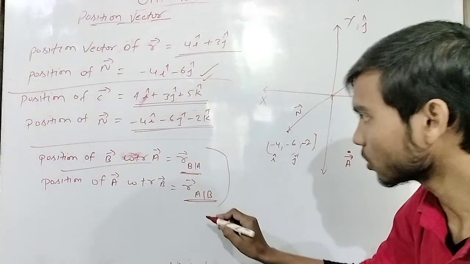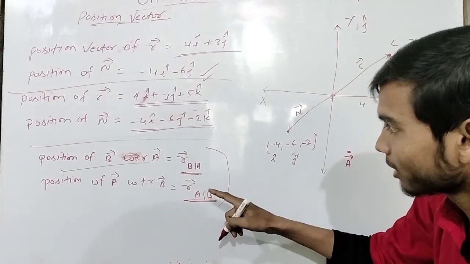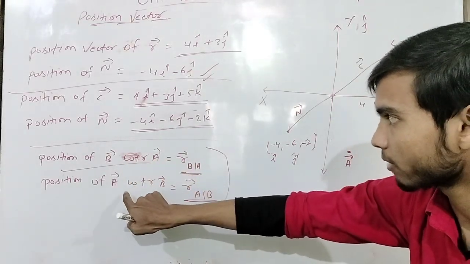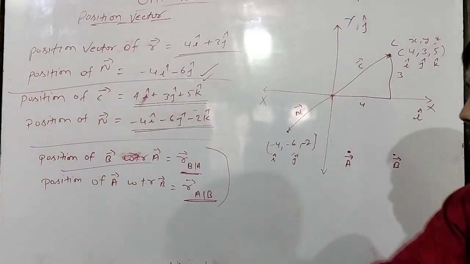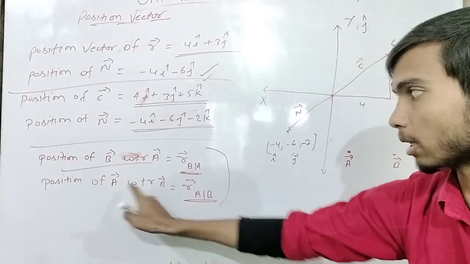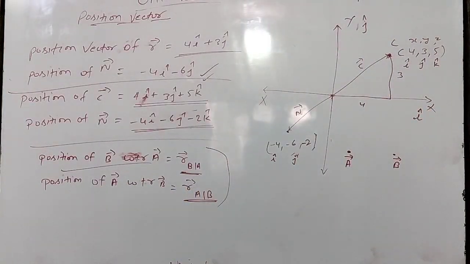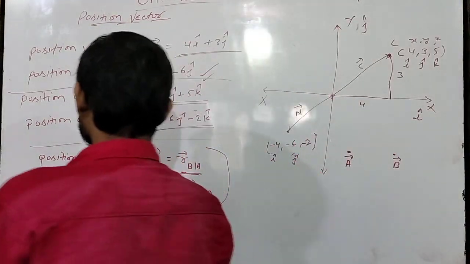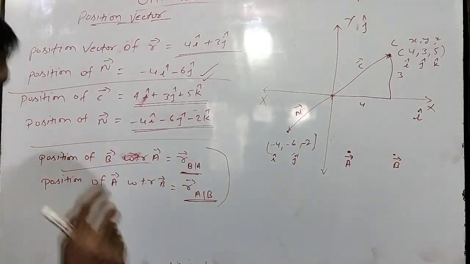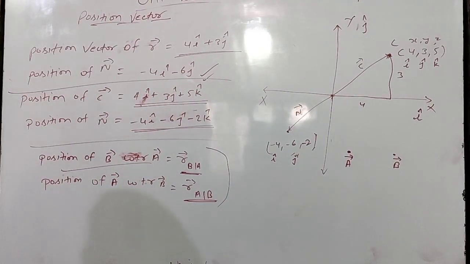Our focus here was on the reference point. What is going to be the reference point? In this case, our reference point is the A vector, and in this case our reference point is the B vector. Clear? The question says find the location of the B vector, and in this case find the position of the A vector, but with respect to this reference point. So let's understand this by an example.